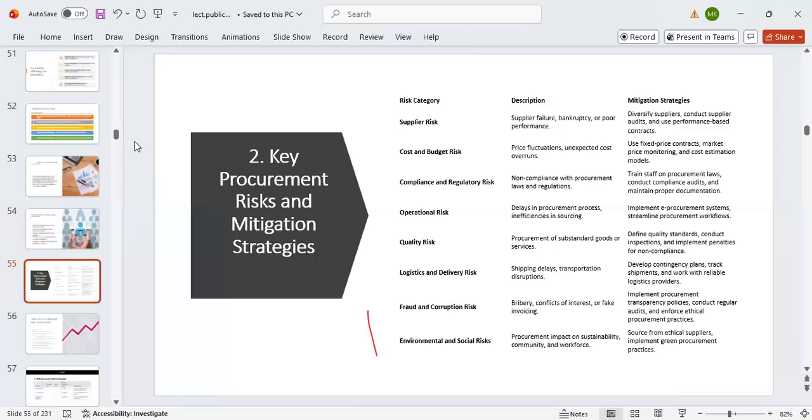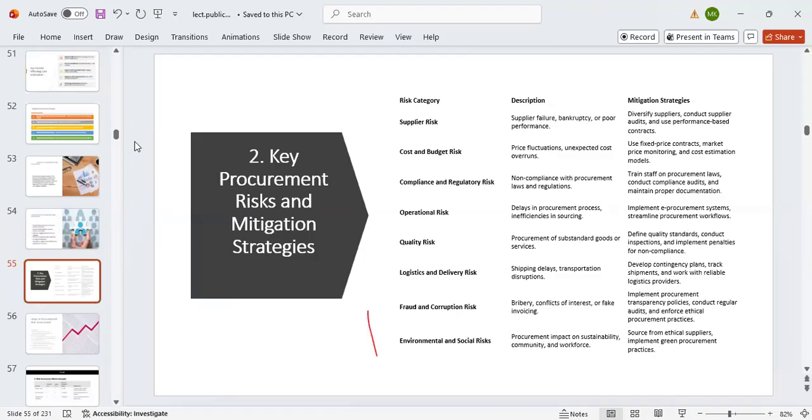Okay, for instance, if you say environmental and social risks, what do you do as a strategy? You source from ethical suppliers and implement green procurement practices. If you say cost and budget risk, what do you do? You fix a price contract, and do market price monitoring and cost estimation models. If you say compliance and regulatory risks, train staff on procurement laws, conduct compliance audits and maintain proper documentation.